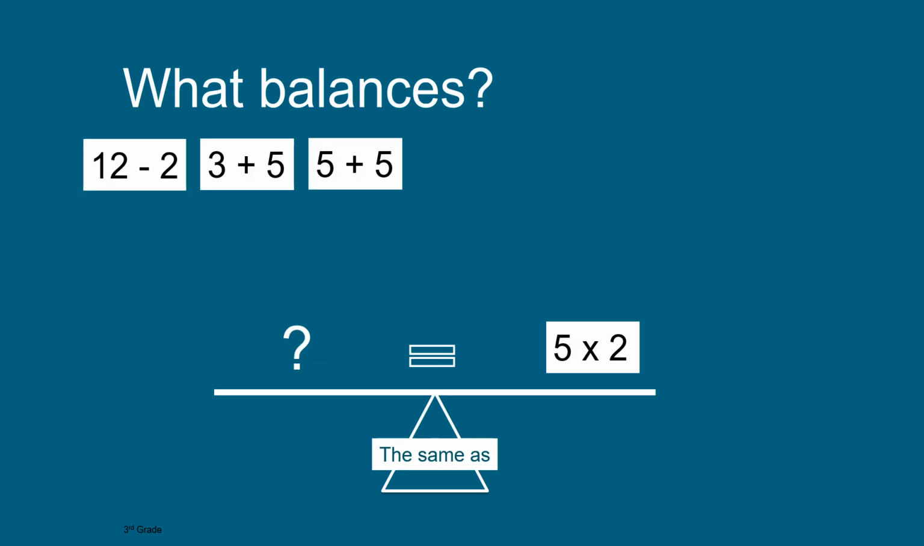This time there are 2 answers that can go with the balance. What is the same as or balanced with 5 times 2? First of all, what is 5 times 2? 5 times 2 is 10. What would balance with 5 times 2? Which one is the same as or equal to 5 times 2? 5 plus 5 is the same as or would balance with 5 times 2. 5 plus 5 equals 5 times 2 because both sides are the same as 10.